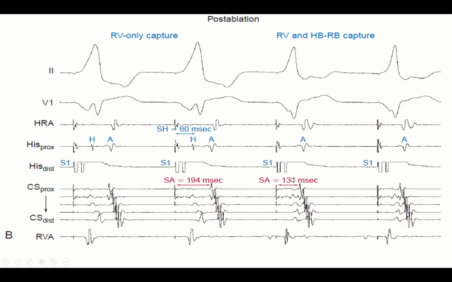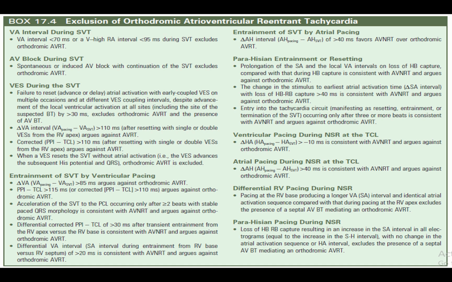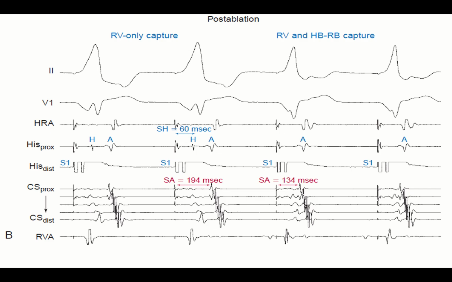and the third and fourth beats showing narrow complex His capture. Stim to A during His capture was 134. Stim to A during RV capture only, with loss of His, slightly increased. It is not nodal capture at all, and it is not accessory pathway conduction, and we confirm successful accessory pathway ablation. Stim to A increased dramatically when we lose His capture.